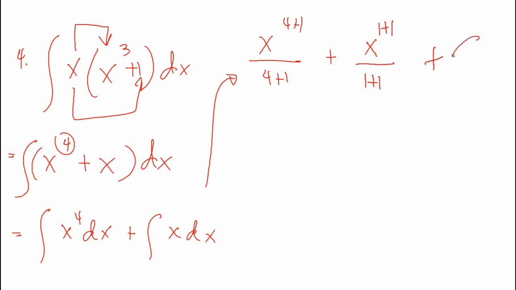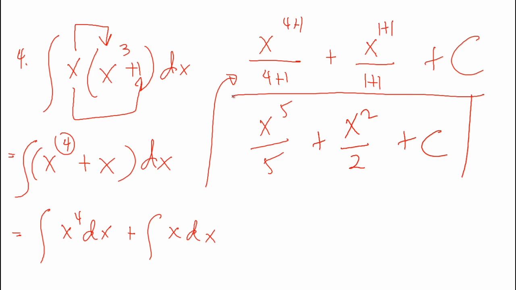Then we have here capital C, which is our arbitrary constant. Now we are to simplify our final answer. That's x raised to 4 plus 1, so that is x raised to 5 over 5 plus x squared over 2 plus c. Now you have your final answer for our example number 4. Okay, so now let's proceed directly to our example number 5.